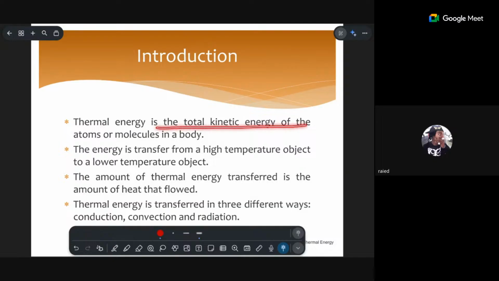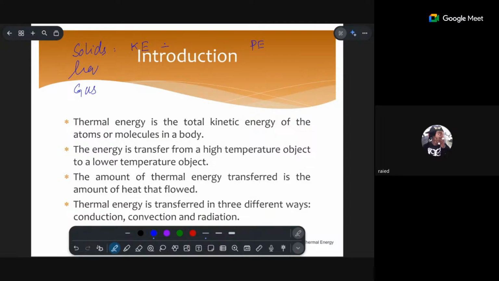So basically, when we talk about thermal energy, it is the total kinetic energy of the molecules of the atoms of any body, or in other words, the potential energy. But in gases, we call it kinetic energy. The total energy in solids, liquids, and gases is a little bit different. For example, as I told you, the internal energy is the sum of molecular kinetic energy and molecular potential energy.